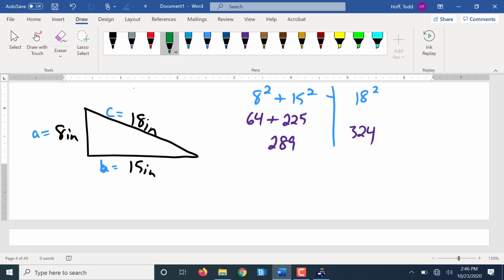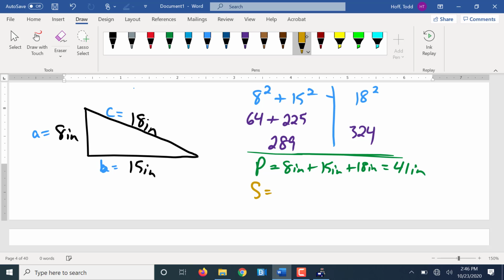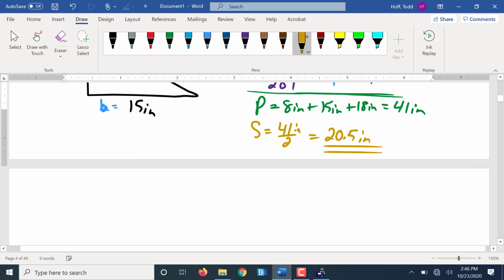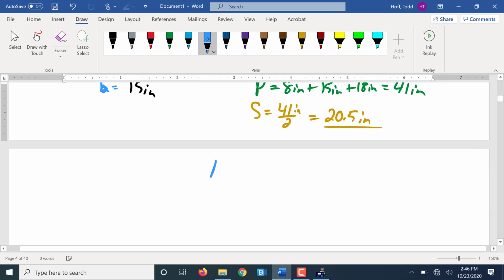So how do we find the area? Pythagorean theorem is what we use for the angles. Here we use Heron's formula. So the perimeter, how do we find it? Perfect. 8 plus 15 plus 18, which is 41 inches. What's the next step? Semi-perimeter. We divide that by 2, which is 20.5 inches.